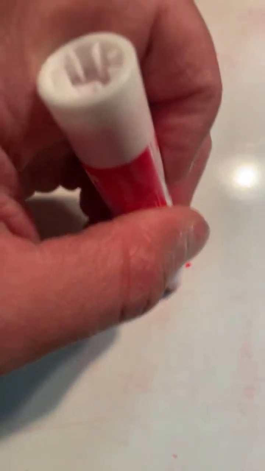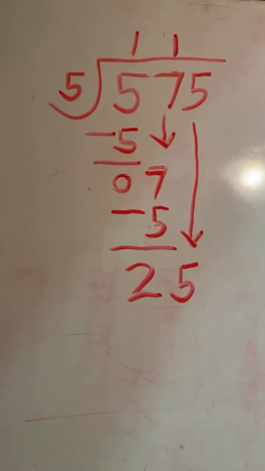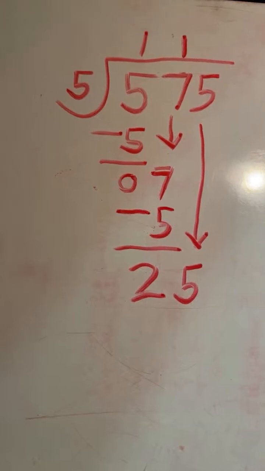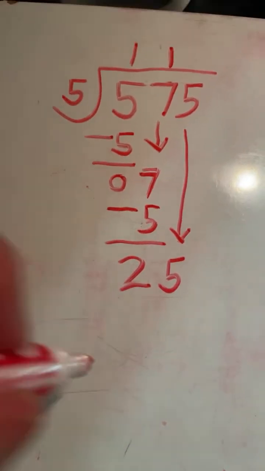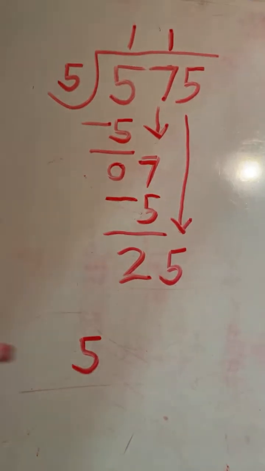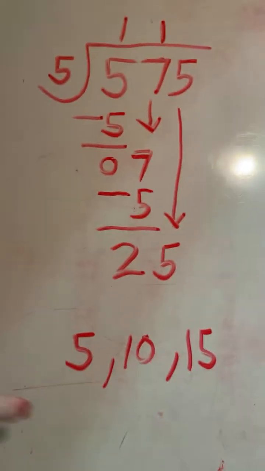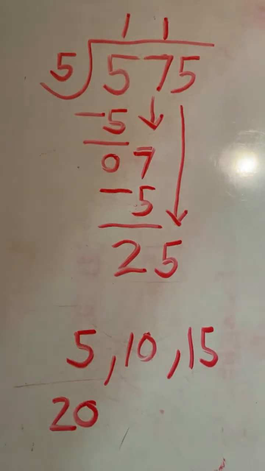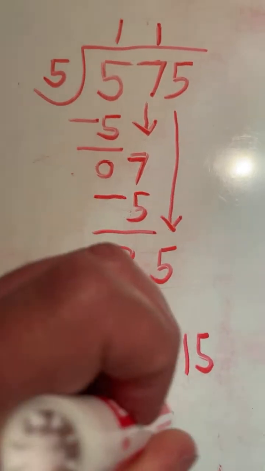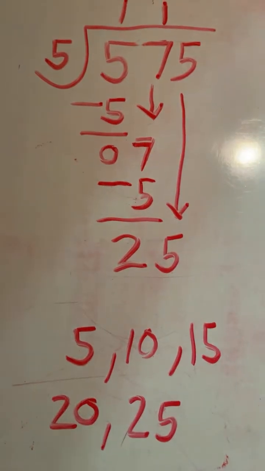We bring down the 5. Now we have to figure out how many groups of 5 we can get within 25. Here we go. 5, that's one group. 10, 2 groups of 5. 15, 3 groups of 5. 20, 4 groups of 5. 25, 5 groups of 5.